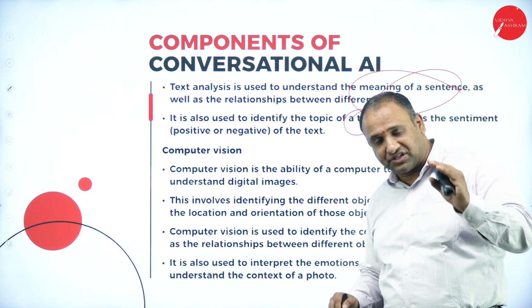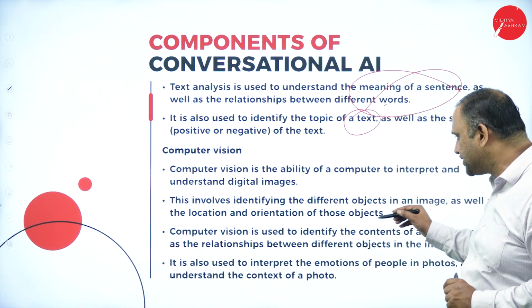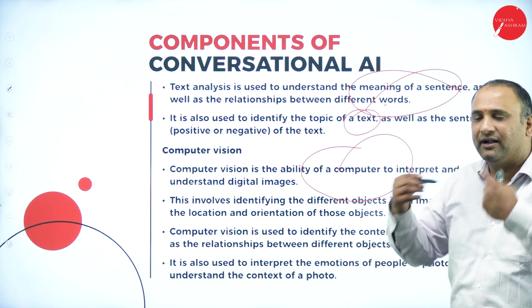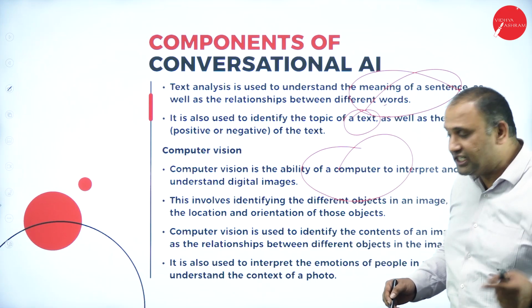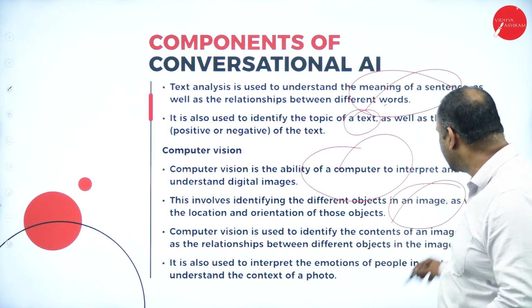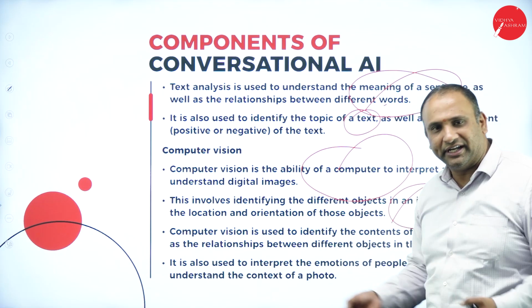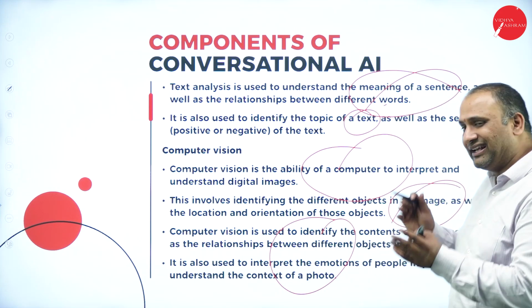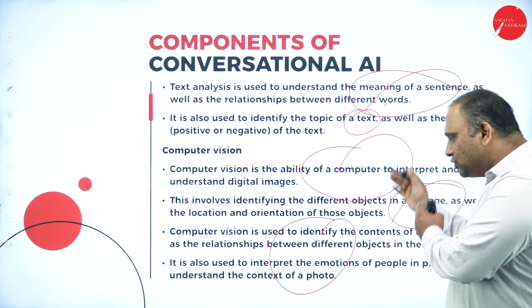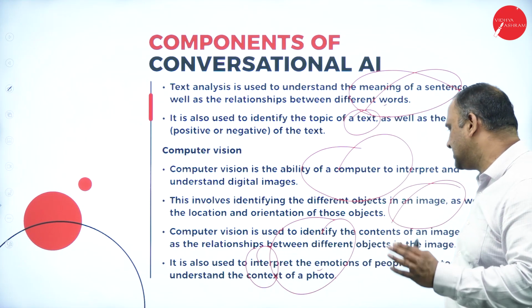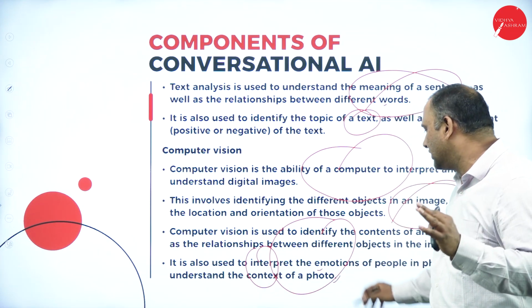You also have a system or software called computer vision, which is the ability of the computer to interpret and understand the digital language. This also involves identifying different objects in an image as well as the location, orientation, and many other factors. Computer vision is used to identify the contents of an image and the relationship between them. It's also used to interpret emotions in photos and to understand the context of a photo.